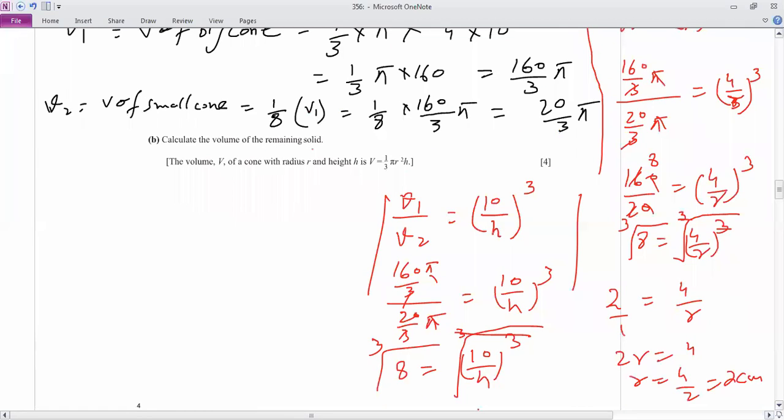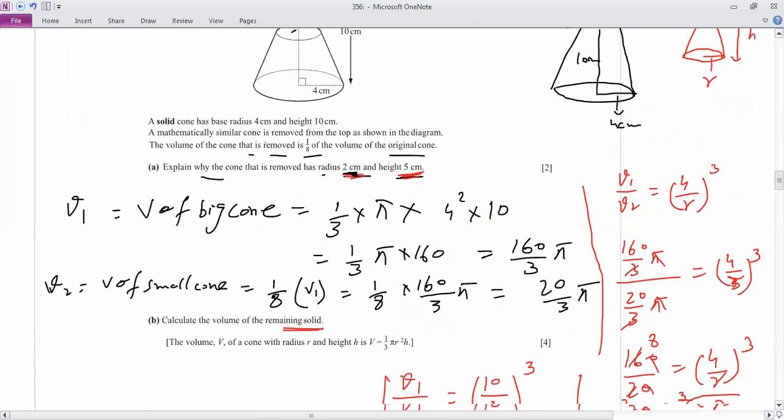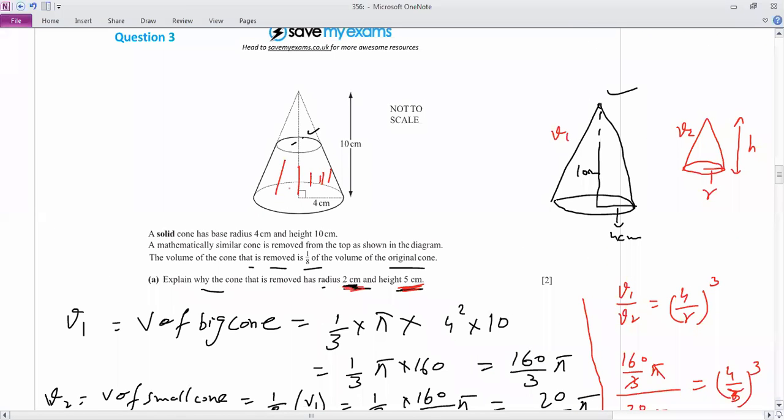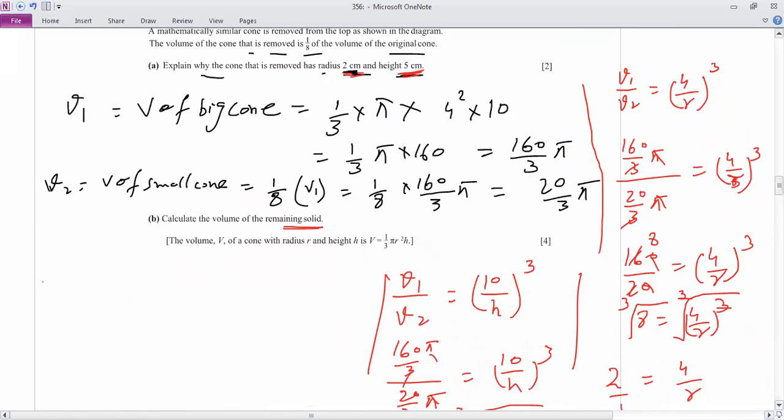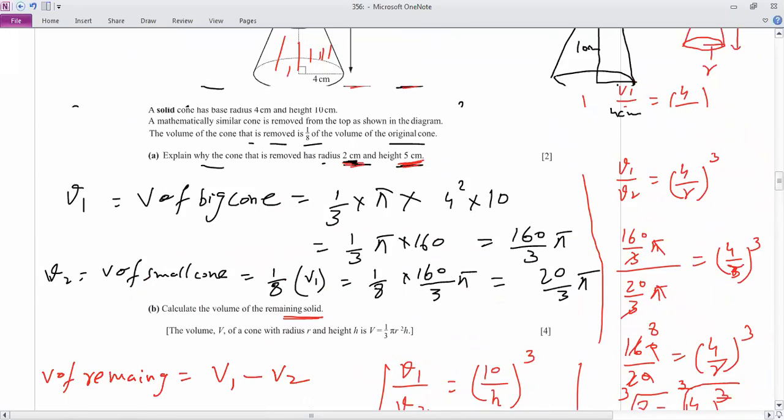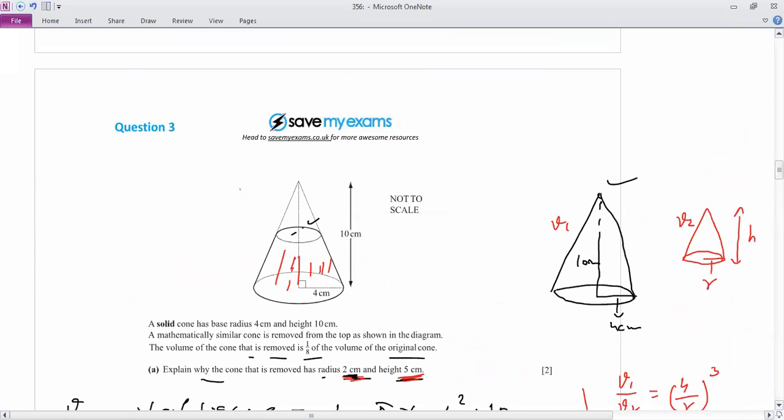And then calculate the volume of the remaining solid. This volume you have to calculate. So it's very simple. What will be this volume? Volume of remaining solid, which is actually a shape of a cup. So volume of remaining solids will be the volume of big cone minus the volume of smaller cone. Because if you need only this one, you will take this big cone minus this small cone. The remaining volume will be this one, this cup.